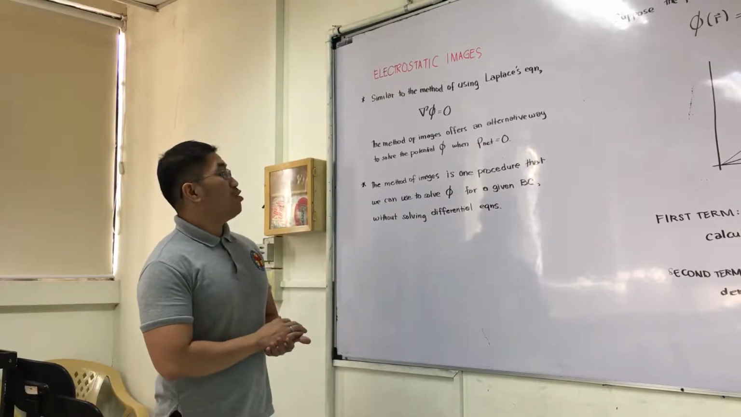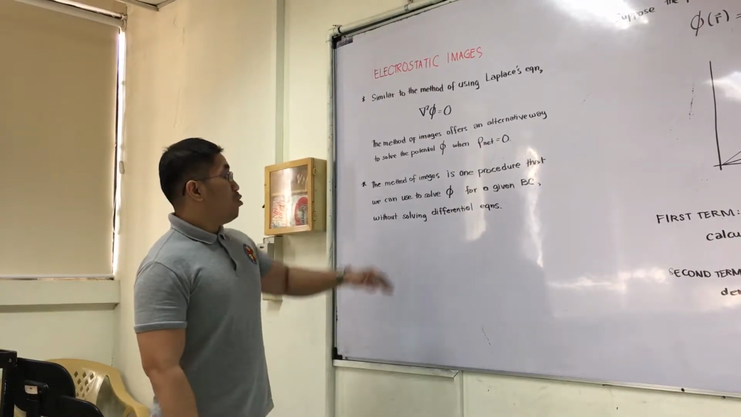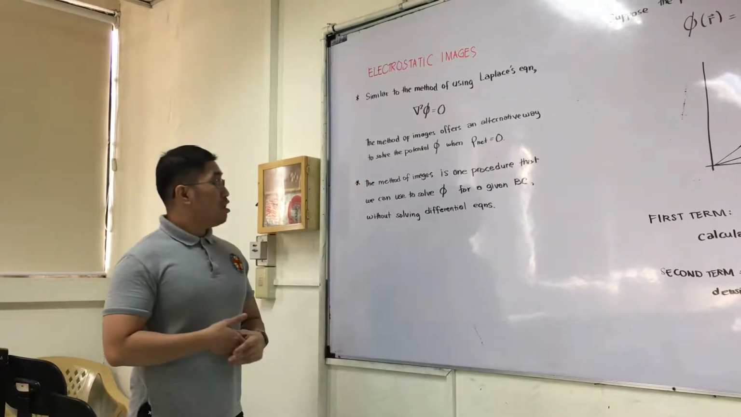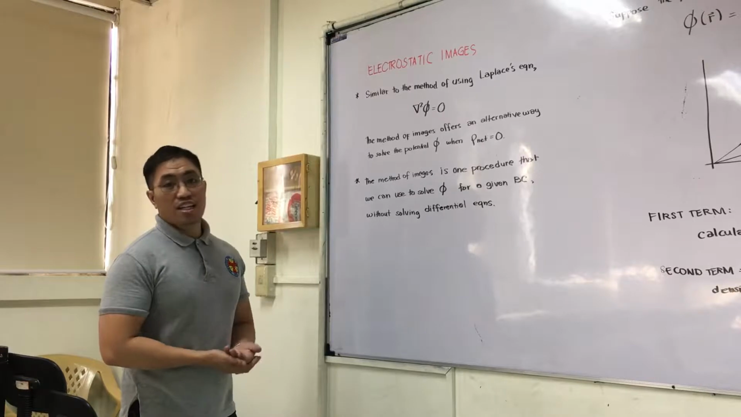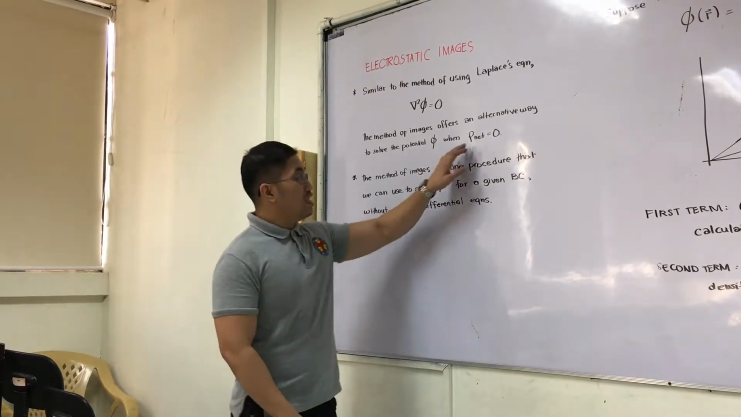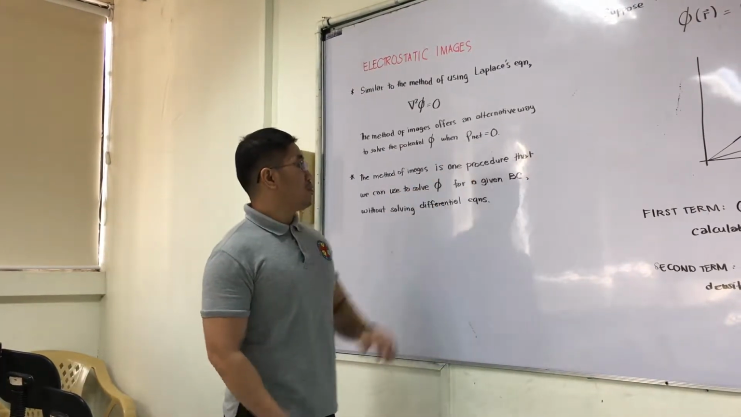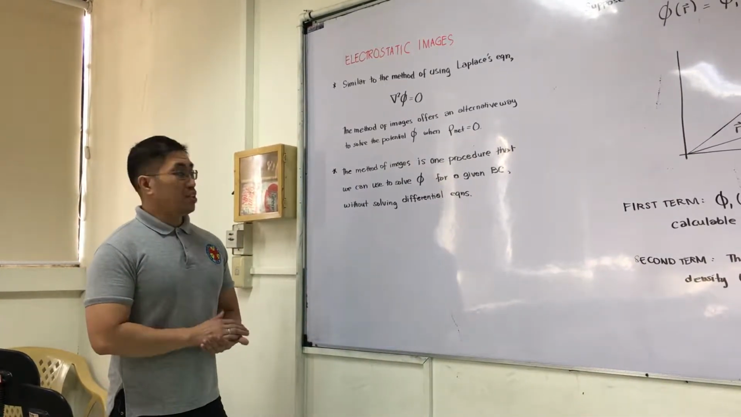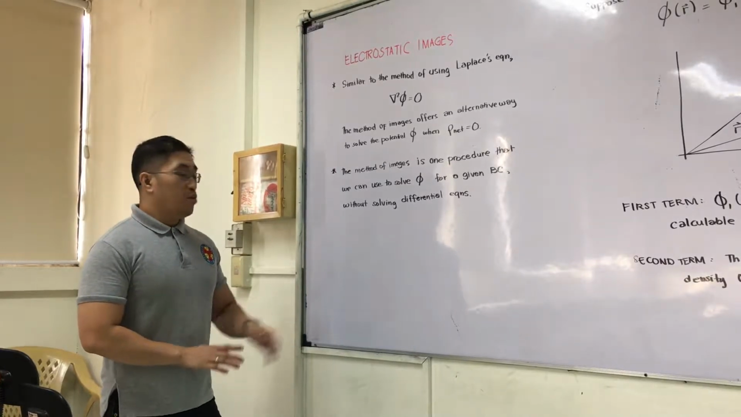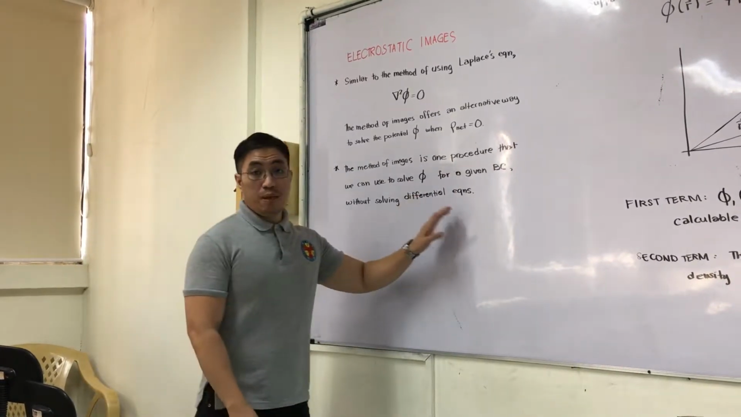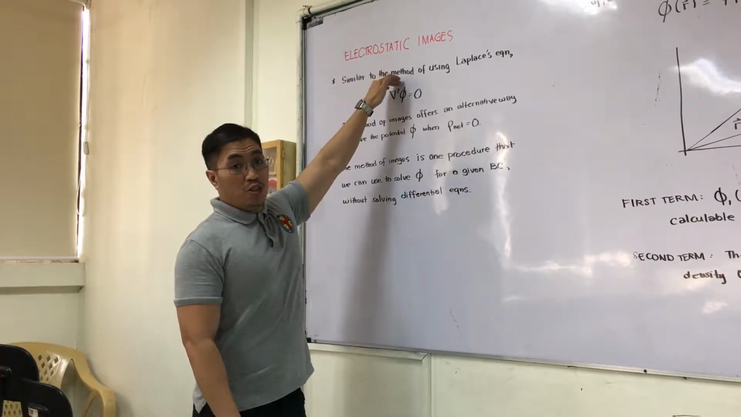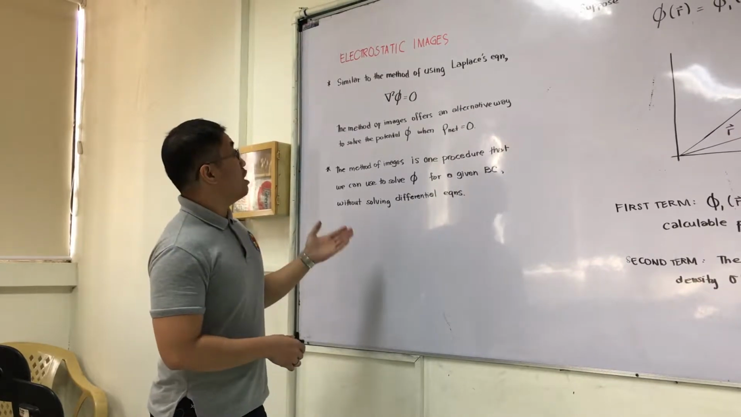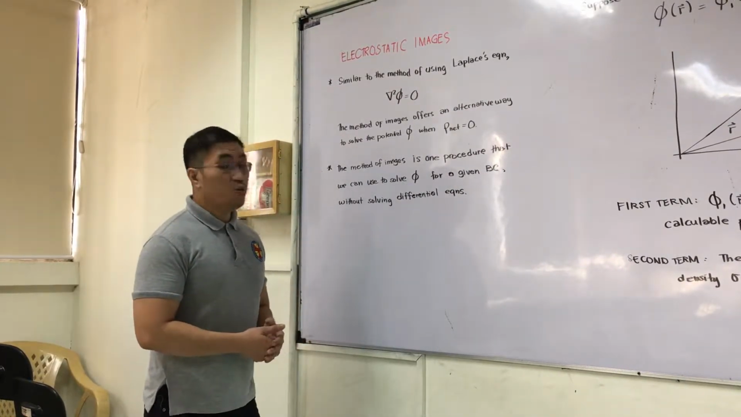Now, similar to the method of using Laplace's equation, wherein the equation for that is the del squared of the potential is equal to 0, the method of images also offers an alternative way to solve for the potential when the net charge of your system is 0. The method of images is one procedure that we can use to solve for the potential for a given boundary condition without solving differential equations. Remember, when we have used Laplace's equation, we are to evaluate the differential equation. Now, if you are to use electrostatic images as your method, then there is no need for you to evaluate the integral.